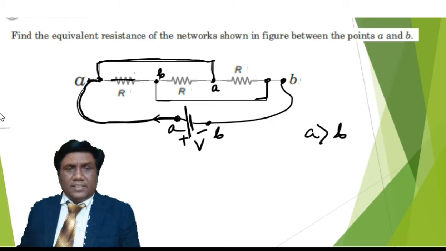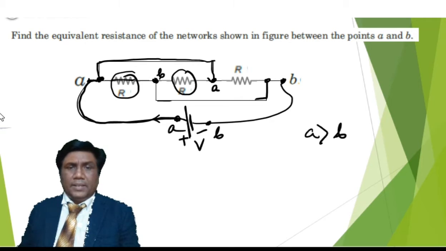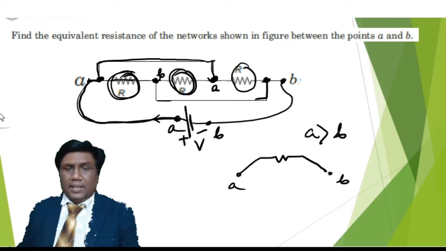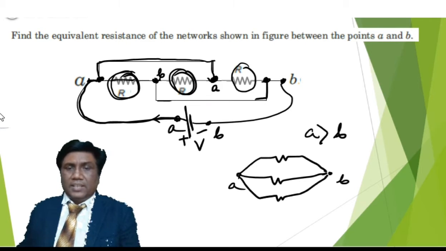Now you can see this resistor is under the potential difference A minus B, and this resistance also under the potential difference A minus B, and this resistor also under the same potential difference A minus B only. So if this is the A point and this is the B point, this resistance is under A and B, and this resistance also under A and B only, and this resistance is also under the same A and B. All three resistors are actually parallel.